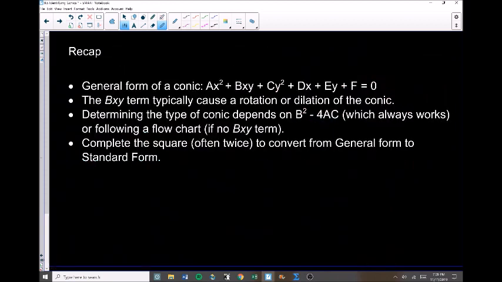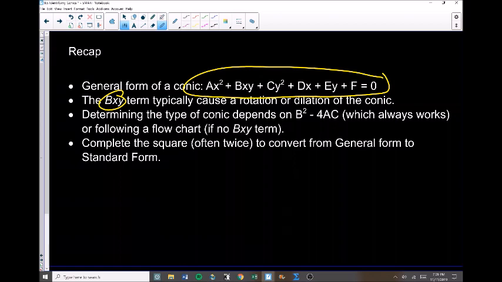General form of a conic is ax squared plus bxy plus cy squared plus dx plus ey plus f equals 0. I just read all that. I don't know why I took all that time. The bxy term typically causes a rotation of the conic that we don't deal with in this class. Determining the type of conic depends on the b squared minus 4ac value. We're following the flow chart, there's no bxy term. And complete the square, often twice, to convert from general form to standard form.